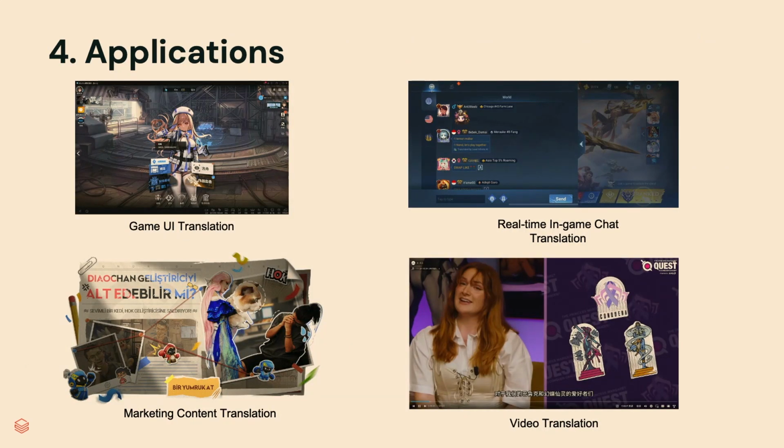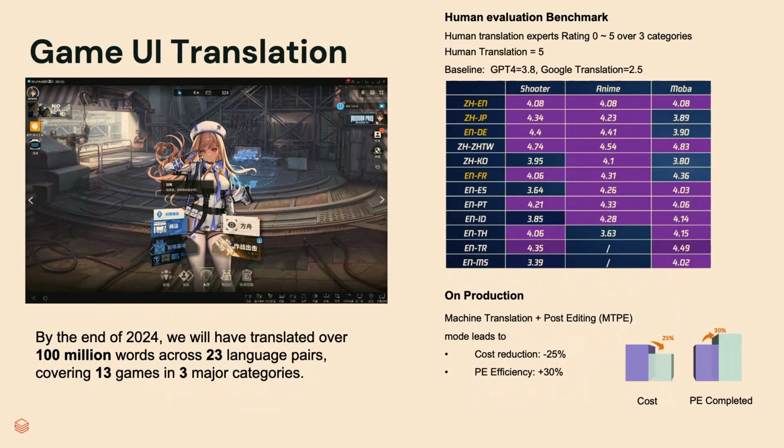Now I will show you some cases of how we apply our translation system to real products and services. By the end of 2024, we had already translated over 100 million words across 23 language pairs, covering 13 games in 3 major categories like shooter, anime, and mobile games. We translate all of those games with gaming UI to different language pairs.